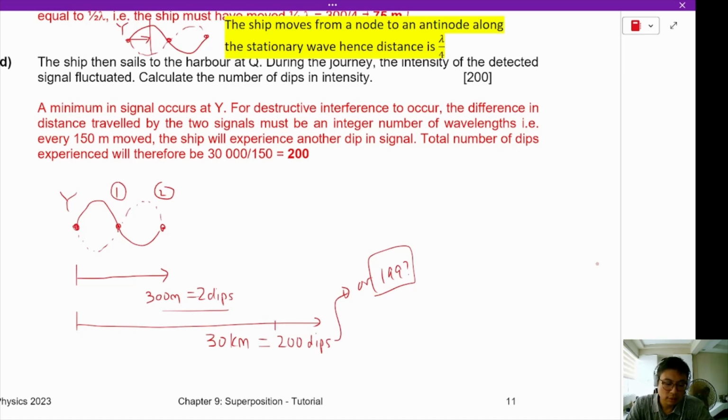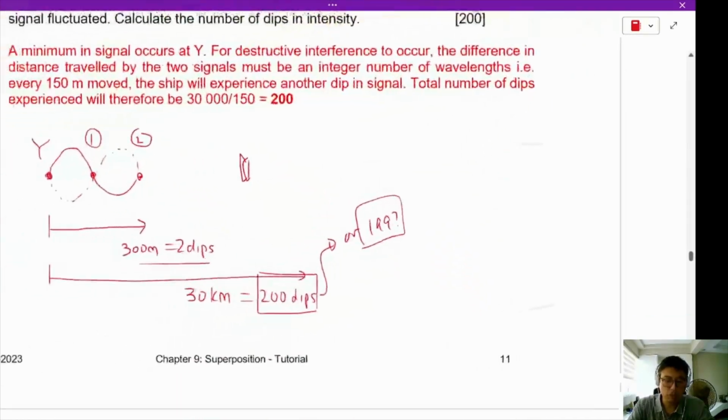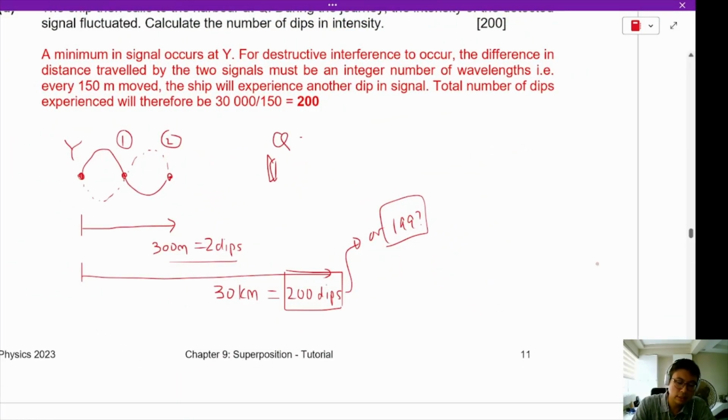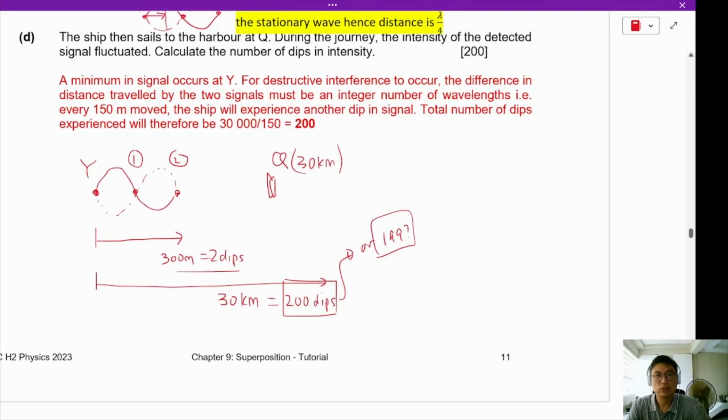Okay, so this is how we do the question. First, we'll draw the number of dips as the ship travels from Y to the transmitter at, I believe it is Q. Okay, so it travels from Y to Q. The Q is at 30 kilometers away from Y. So every 300 meters it travels, it will encounter 2 nodes. So when it travels 30 kilometers, it should encounter 200 nodes along the way, with the last node being at Q. Okay, so is it 200 or is it 199? Question mark. Anyway, that should be the end of our superposition tutorial.